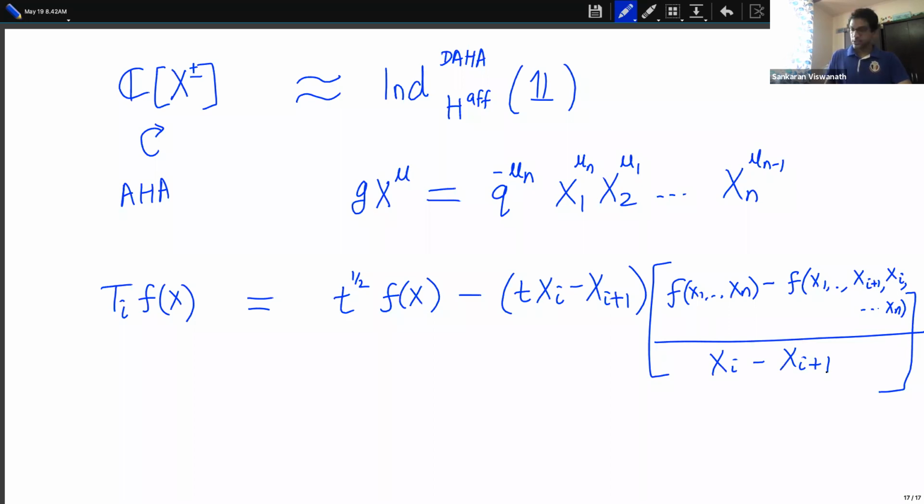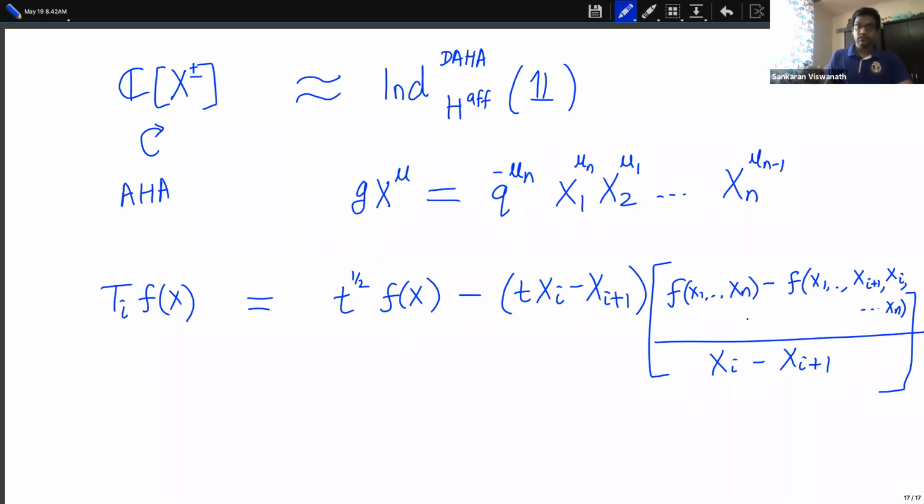So observe that this quotient that we are forming here, so you take f and you take f with the variables i and i plus 1 swapped, then you divide by xi minus xi plus 1. So it's of course always going to be divisible, and then you multiply by a degree 1 homogeneous term. So observe that the action of ti, if f of x was a homogeneous polynomial of some degree, this is going to give you another homogeneous polynomial of the same degree. Okay?